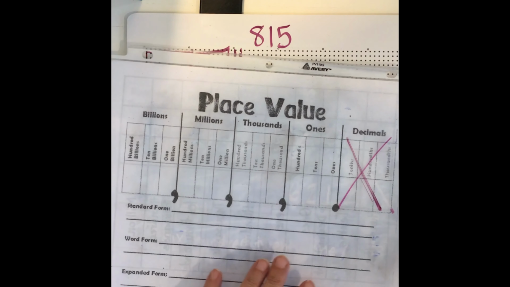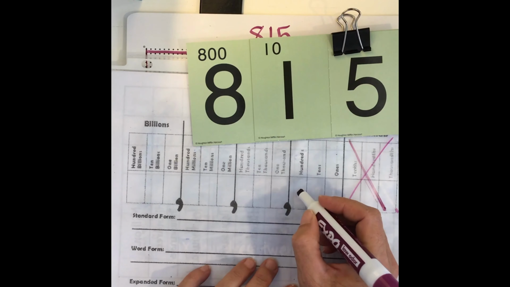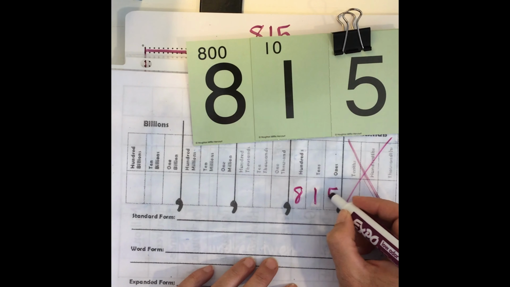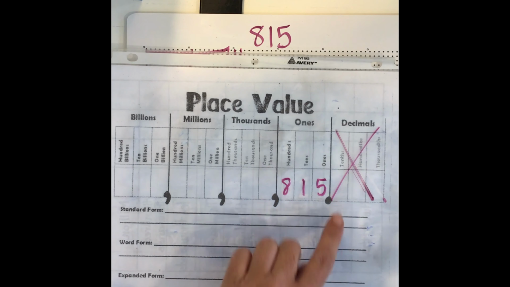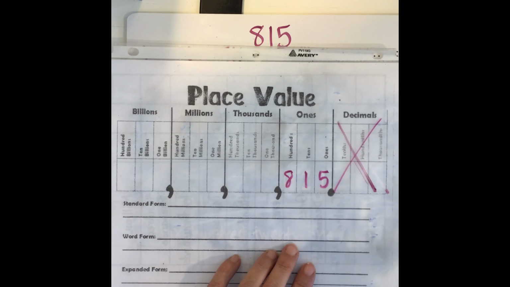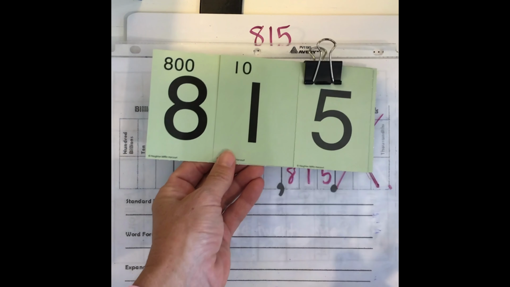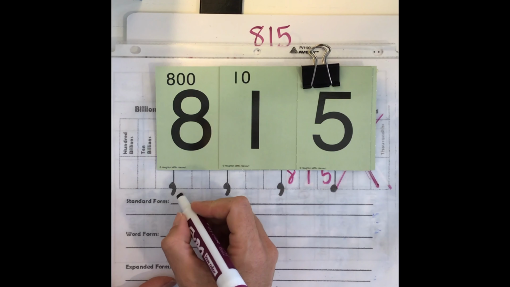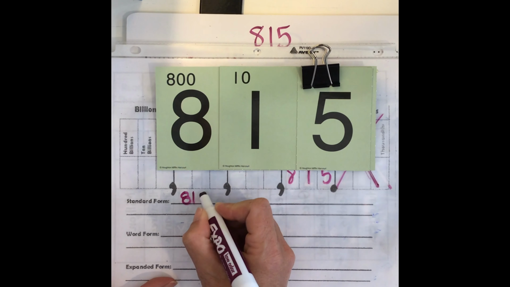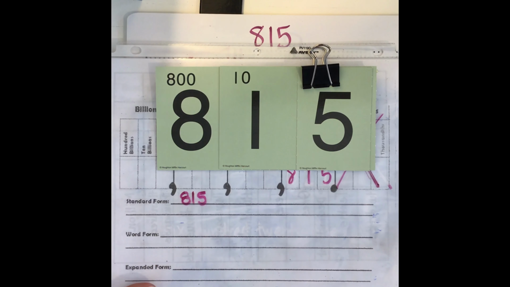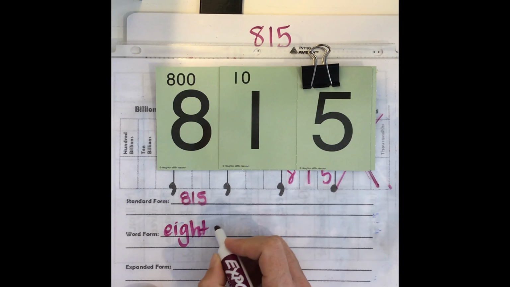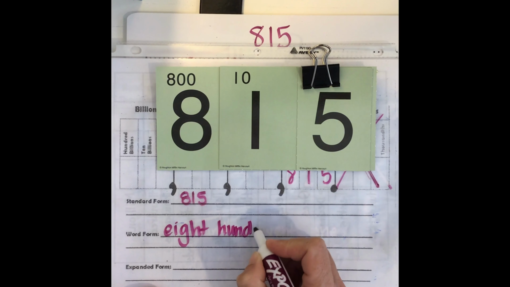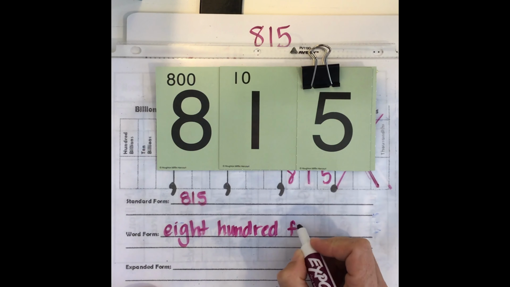Then we can use our place value chart to write in our number. We're going to write 815 because we know the 5 is in the ones place. Remember, we're ignoring our decimals. So now we've got a number here in the ones family. And we can make that on our secret cards, which is helpful. So our standard form, this is the normal way we write the number, 815. Our word form is exactly how we read the number, 815.